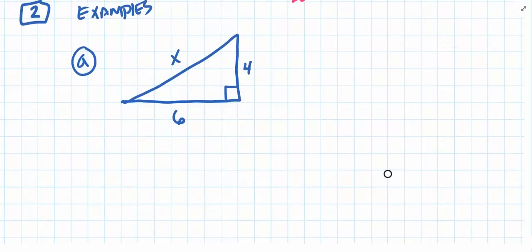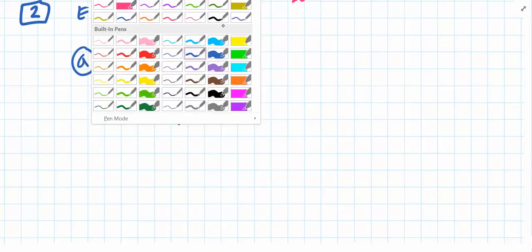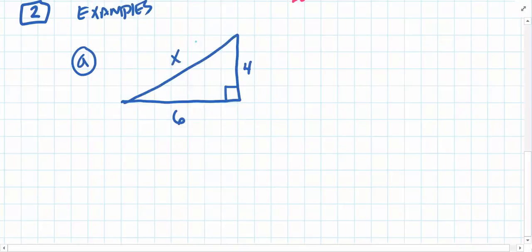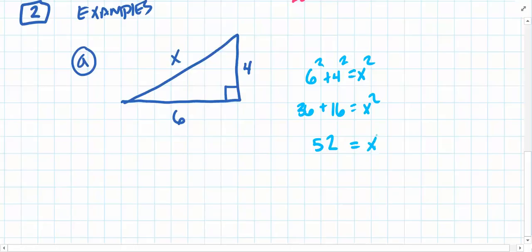Okay? So what are the lengths of my two legs, gentlemen? 4 and 6. What is the hypotenuse? The hypotenuse is x. So what does the Pythagorean theorem say? 6 squared plus 4 squared has to equal x squared. So 36 plus 16 has to equal x squared. How much is 36 and 16? So 52 has to equal x squared. Therefore, x has to be the square root of 52.